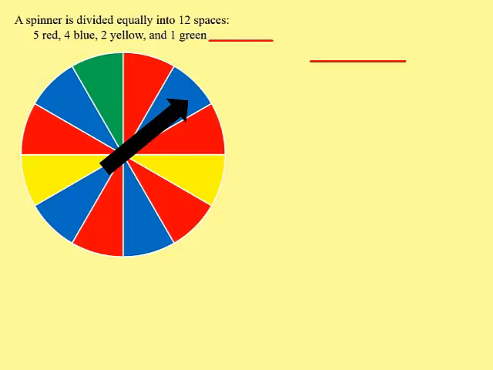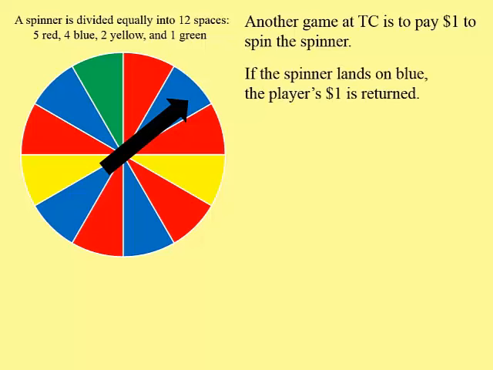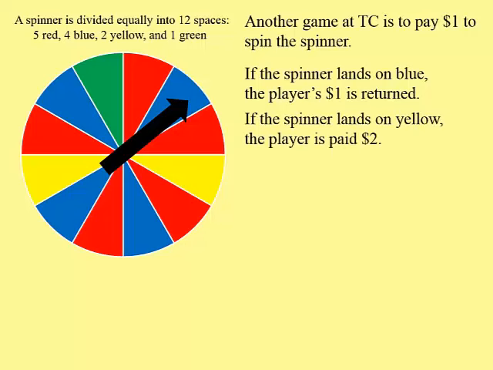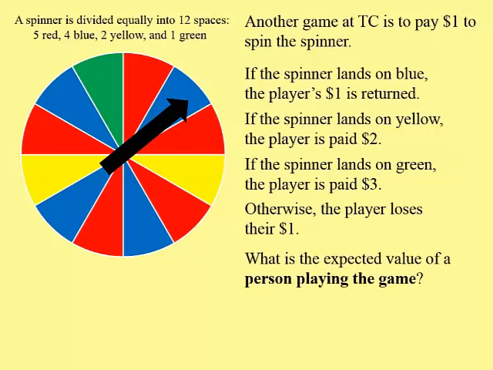We've got our spinner that we've used before, and we want to know if we pay $1 to spin. If it lands on blue, we get our dollar back. Lands on yellow, the player is paid $2. Lands on green, they're paid $3. Otherwise, they don't get anything. And so, what is the expected value of a person who plays the game? So that's the perspective from the person.